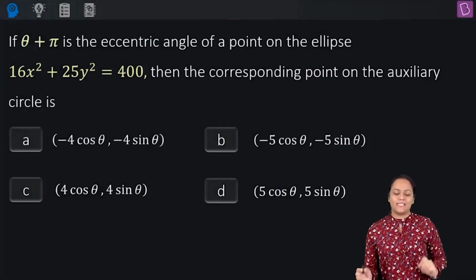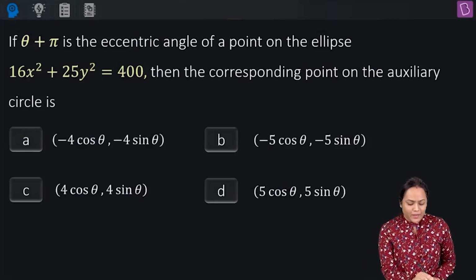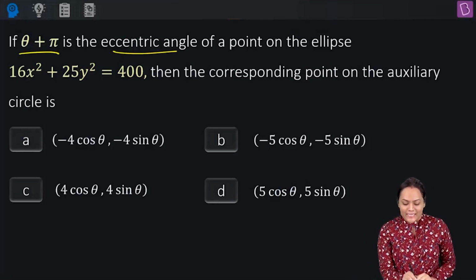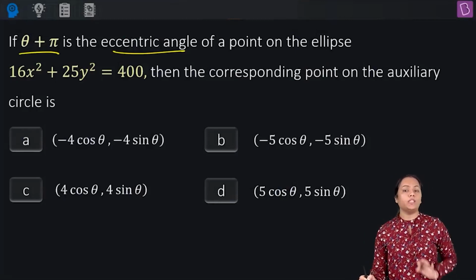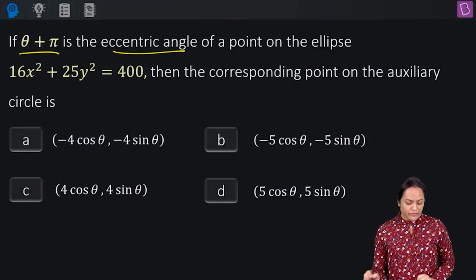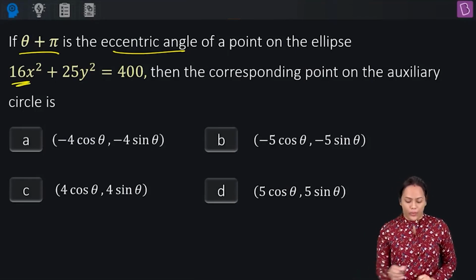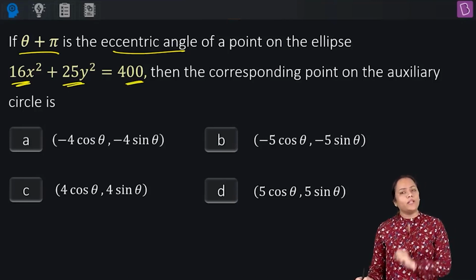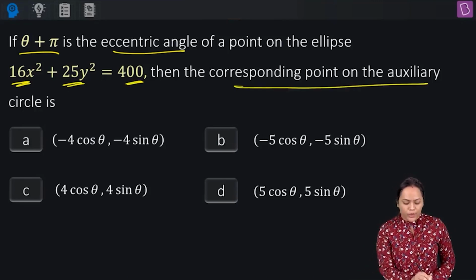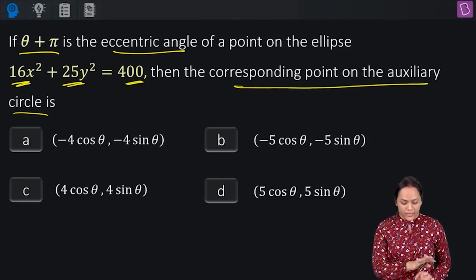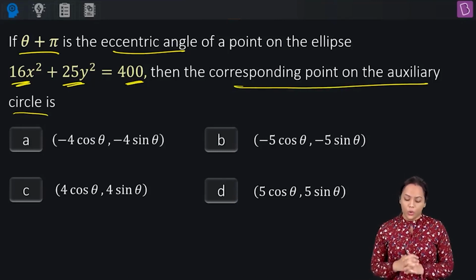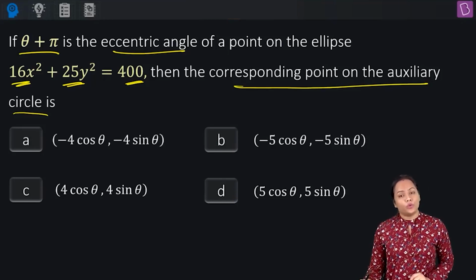In this question, let's see what they have said. If theta plus pi is the eccentric angle of a point on the ellipse, they have given us the equation of the ellipse as 16x square plus 25y square is equal to 400. Then what they have asked is the corresponding point on the auxiliary circle. They have given us 4 options here. Okay, how are we going to do this?